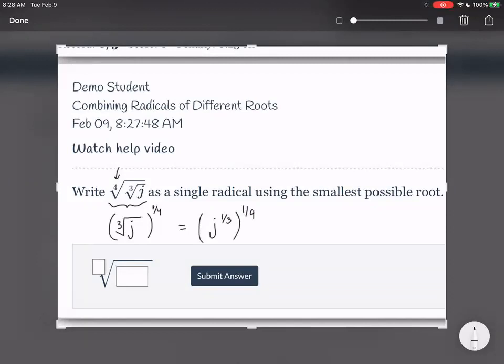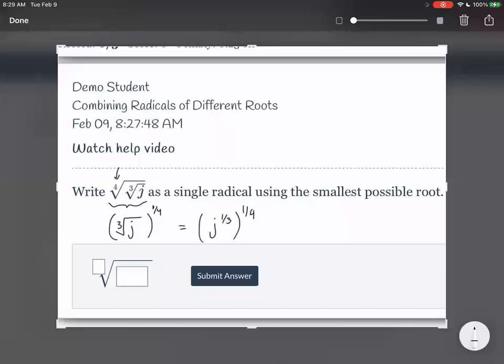So I'm going to pause here and see if there are any questions up till this point. So continuing on, we have j to the power of 1/3 to the power of 1/4. So for these, we're actually going to multiply these fractions. So this is j to the power of 1/3 times 1/4. And then since there are fractions that are being multiplied, you can just multiply straight across. So on the top, we have 1 times 1, which gives us 1. On the bottom, we have 3 times 4, which gives us 12.